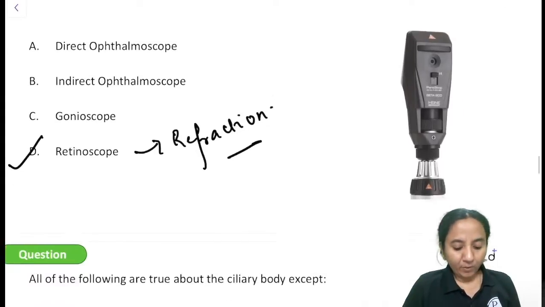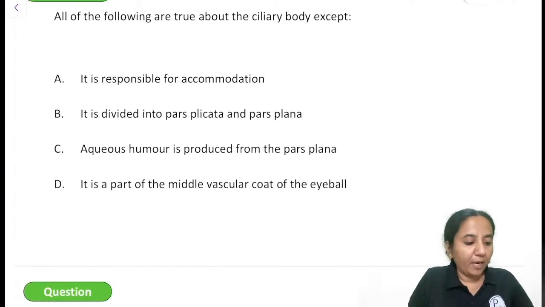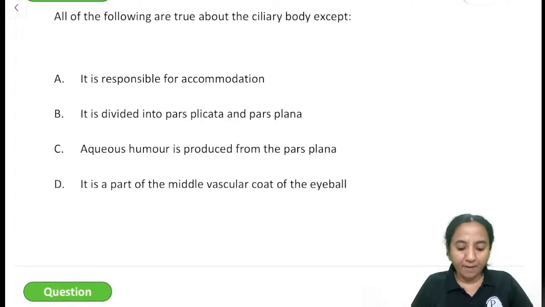Let's go to the next question. All of the following are true about the ciliary body except: it is responsible for accommodation, it is divided into pars plicatum and pars plana, aqueous humor is produced from the pars plana, and it is a part of the middle vascular coat of the eyeball. So which of the following is not true?